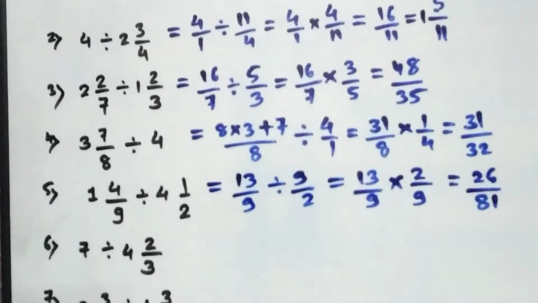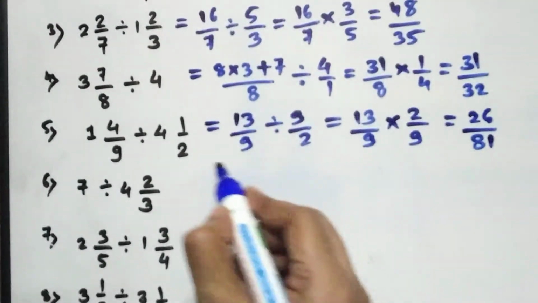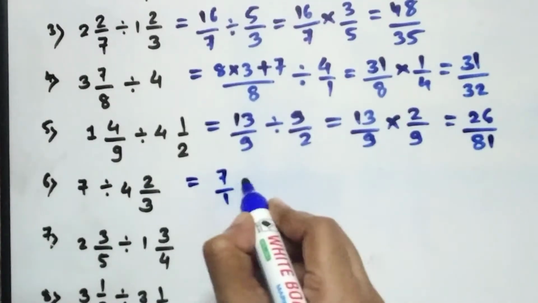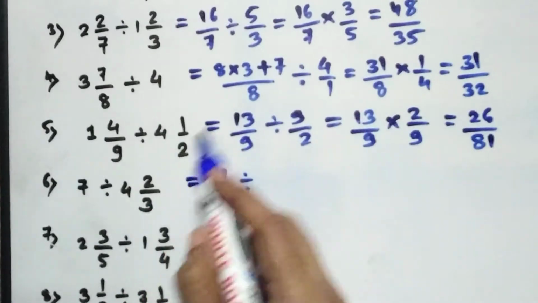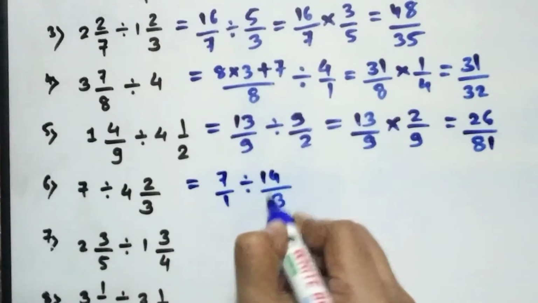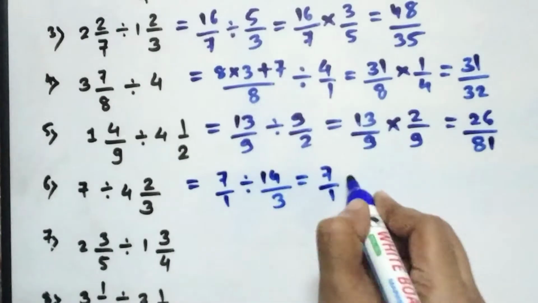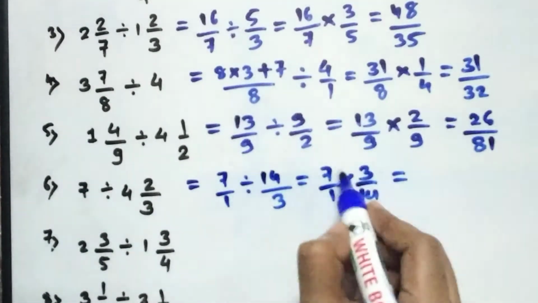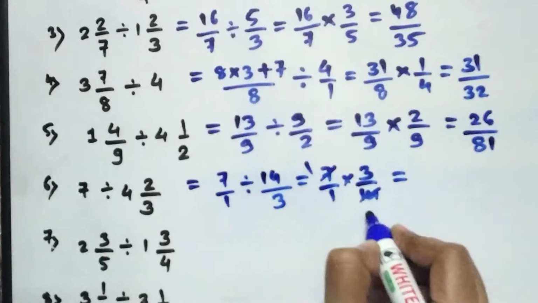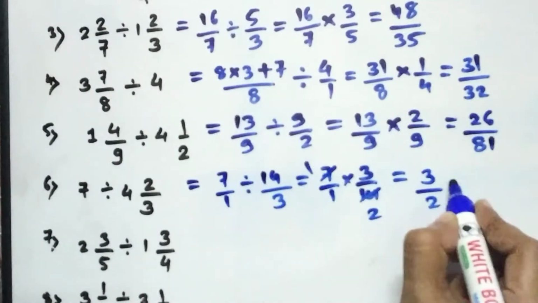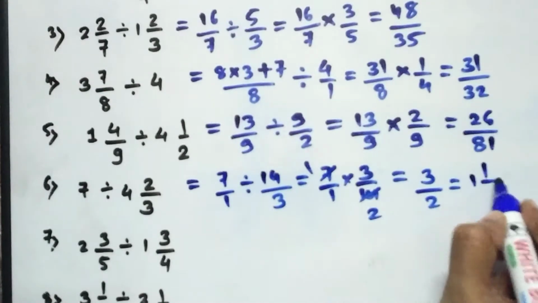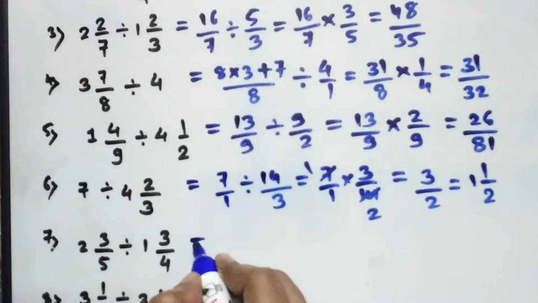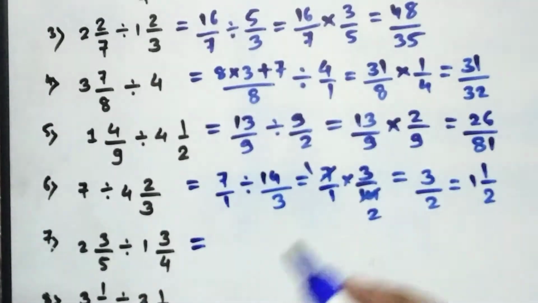We'll solve another example. Here we'll write the whole number 7 as 7 by 1. Division will be written as it is. Here 4 3s are 12 plus 2, 14 by 3 will be written. So we can again flip this. We'll get 3 upon 14. Here you can simplify, friends. 7 1s are 7, 7 2s are 14. We'll get 3 by 2. And 3 by 2 is nothing but 1 integer 1 by 2.